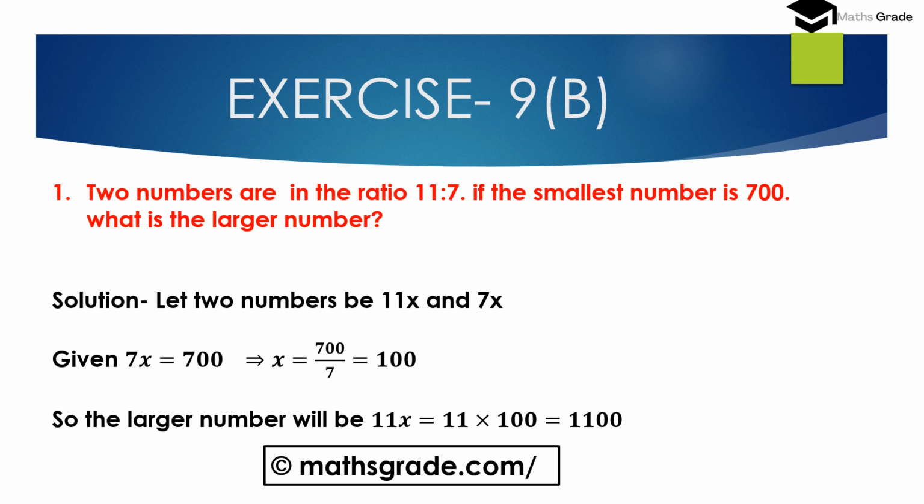Now we solve question number 1. Question number 1 is: two numbers are in the ratio 11:7. If the smallest number is 700, then what is the larger number? Suppose the number is x, so the two numbers will be 11x and 7x. If the smallest number is 700, the smallest number here is 7x, so 7x equal to 700 is given.